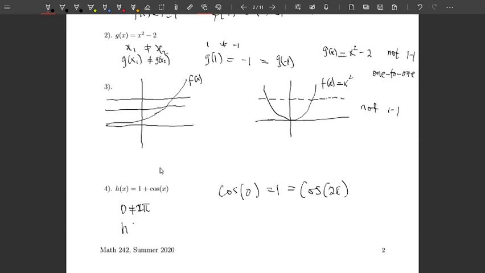However, h of 0 is equal to 1 plus cosine of 0, which is 1 plus 1, and this will be 2. This value will be the same thing as 1 plus cosine of 2 pi, which is basically h of 2 pi. So we have that 0 is not equal to 2 pi, but h of 0 is equal to h of 2 pi. Therefore, we conclude that h of x, so defined, is not one-to-one.